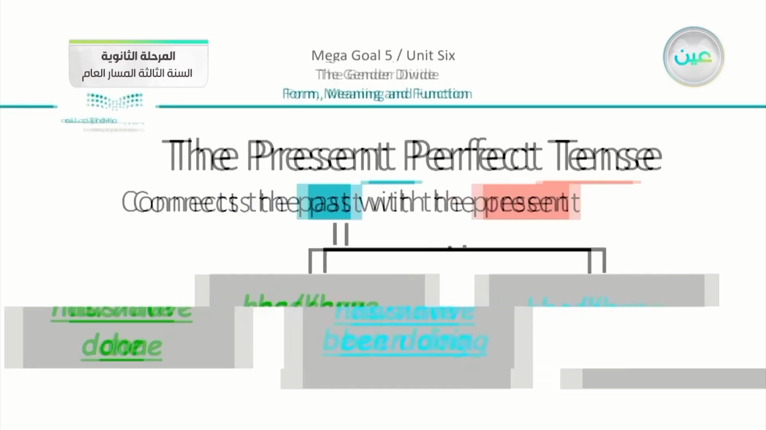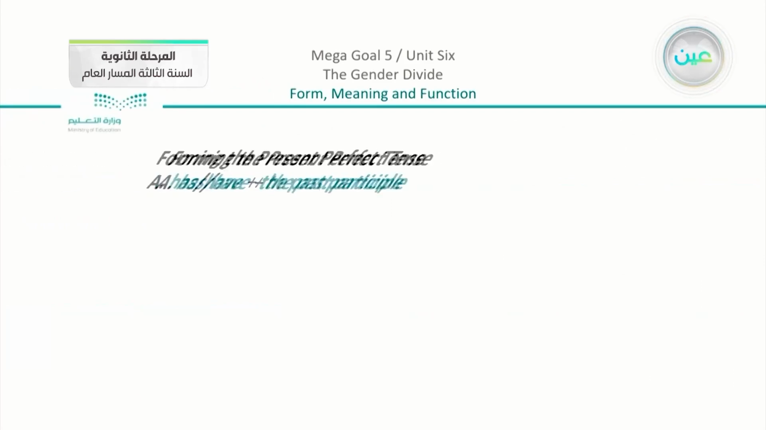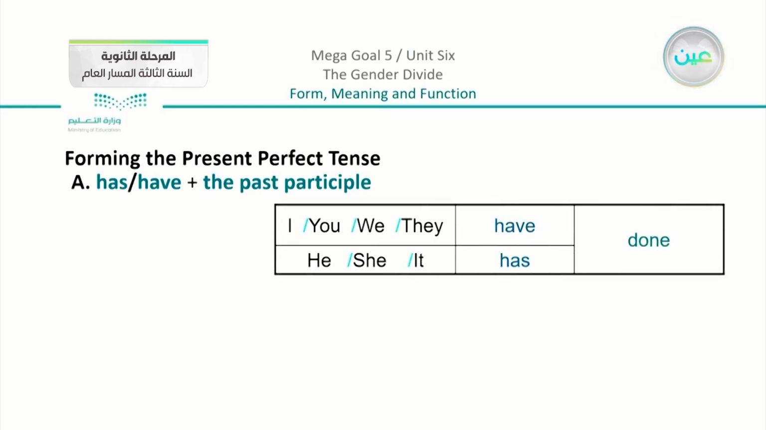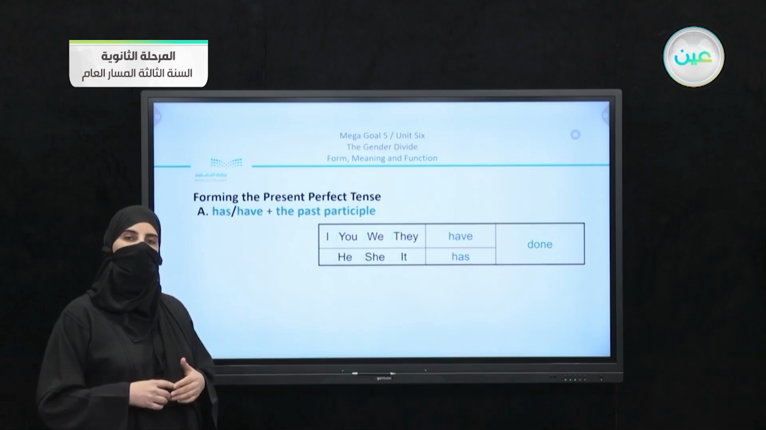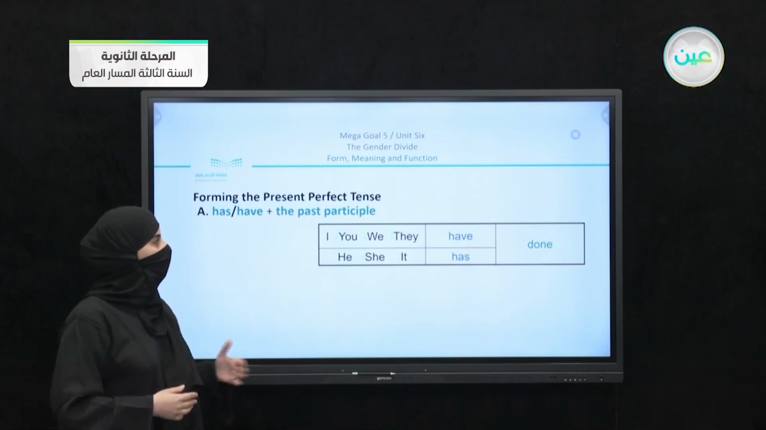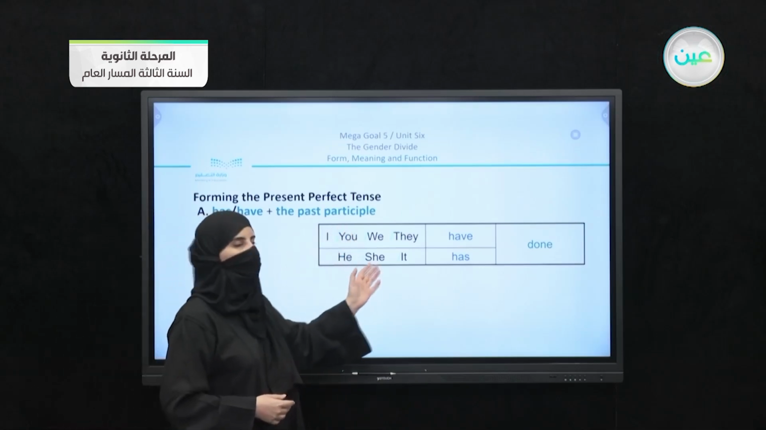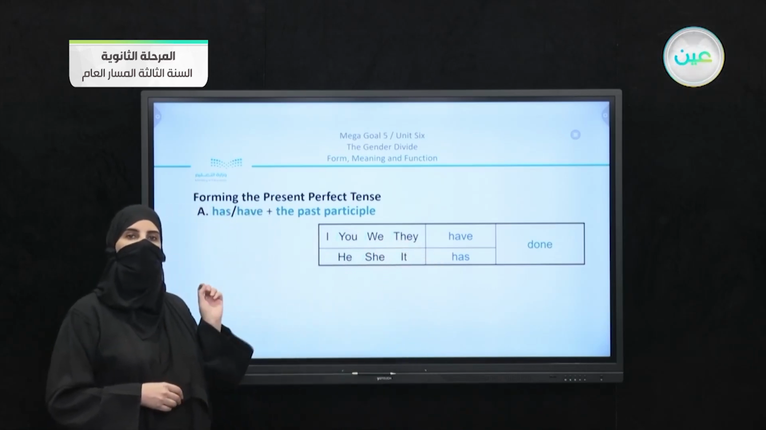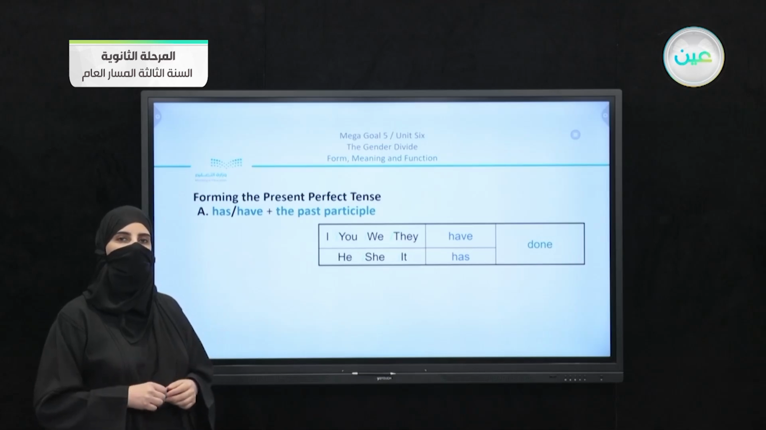Now, how is this formed? We're going to see. We have the first form, as we said, has and have plus the past participle. You can see that we have this table. Now, we do have the pronouns used for plural, and of course they take have. We have these singular pronouns that take has, and either they are singular or plural, they come with the past participle. Now, this is the present perfect simple.